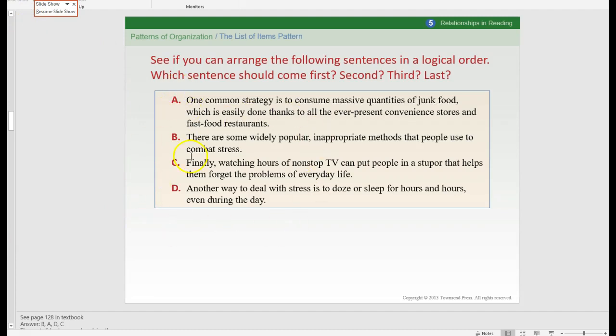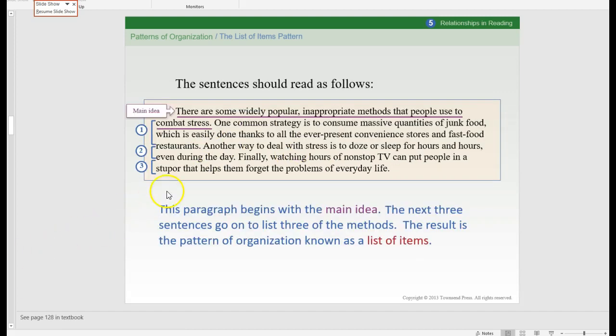Let's take a look here. So pause here and read these and put these in order. And it should become pretty logical for you if you use the transition words. Oop, I went too fast. Here you go. So the main idea goes first, and then one common strategy, another way, and number 3 is finally. If you use the transition words, you should be able to put these listing items in order very quickly. That's the whole point. So when you're writing, if you have a transition word, you will help your readers understand, or you'll help them map out where they're reading or what they're reading.